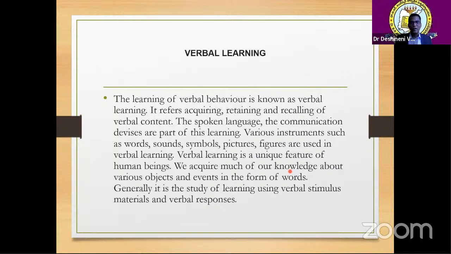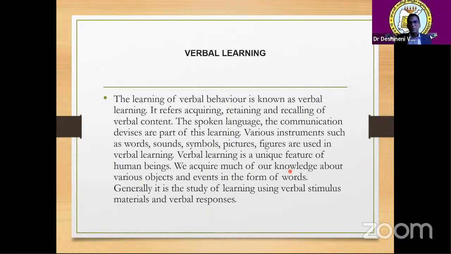Various instruments such as words, sounds, symbols, pictures, figures are used in verbal learning. All of you know that when we learn something verbally, we use various types of instruments. The instrument may be a word, it may be a sound, it may be a symbol, it may be a picture, or it may be a figure. And another important thing is this particular verbal learning is a unique feature of human beings. So our language, the capacity to acquire language, the ability to learn a particular language differentiates human beings from other animals.